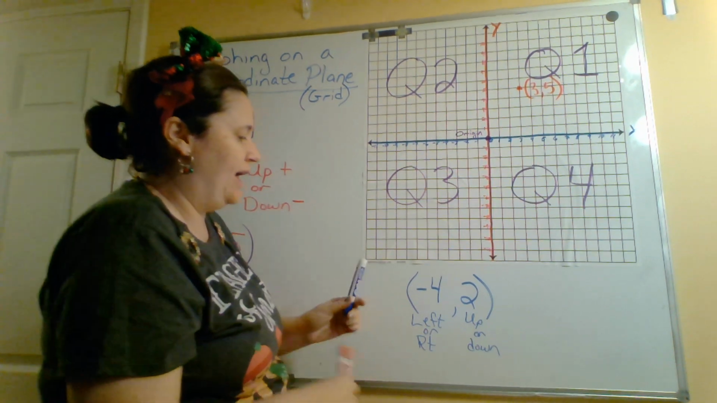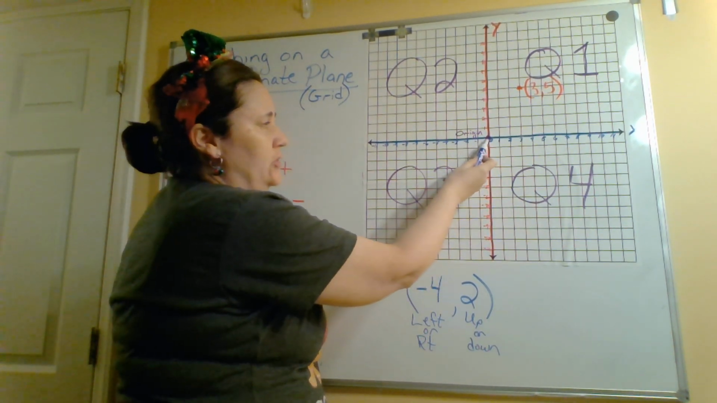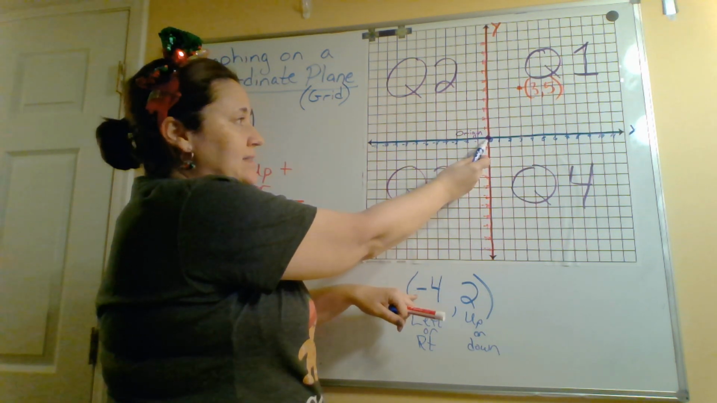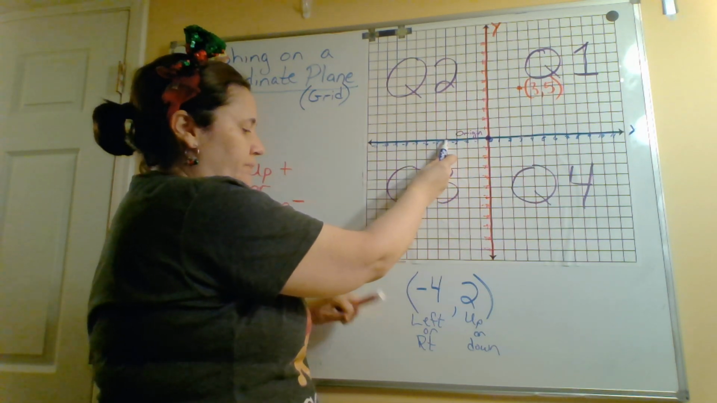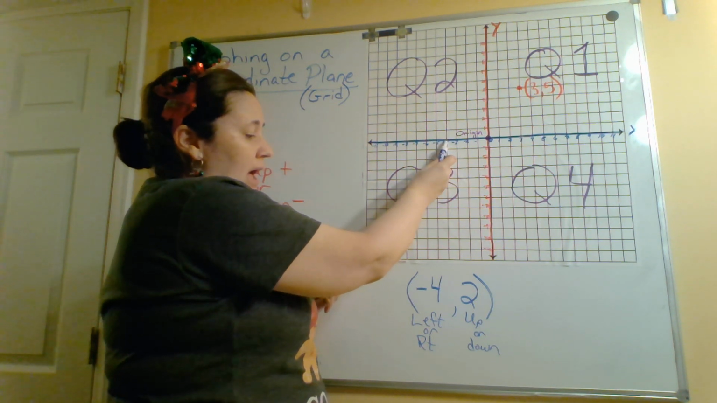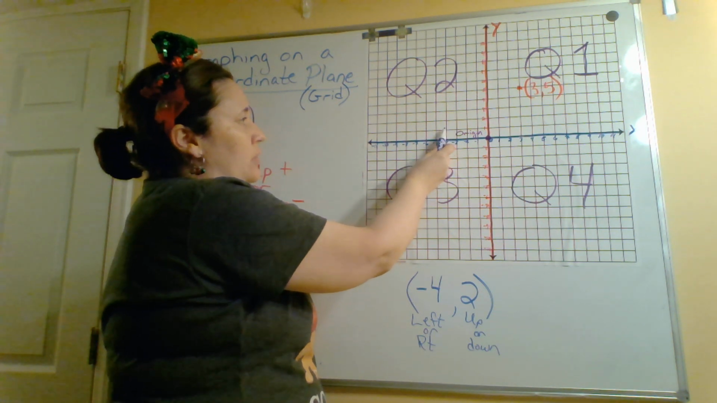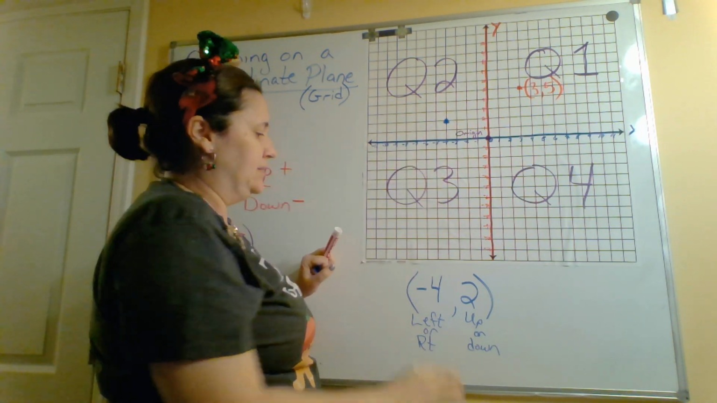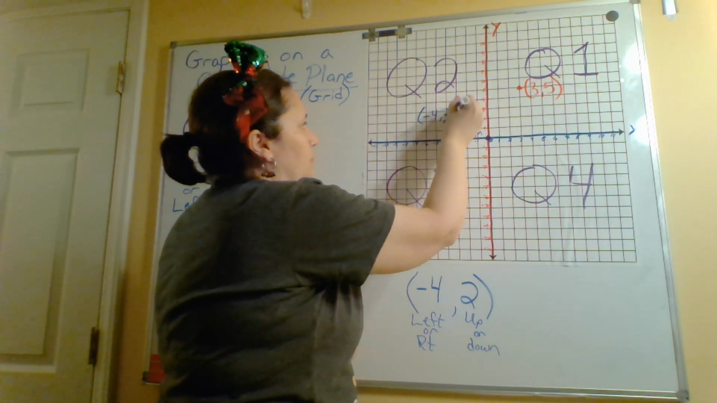Let's graph it. The first number is -4, so I'm going to start at the origin and count to the left 4. It's negative, so I have to go to the left. 1, 2, 3, 4. The second number tells me how far to go up or down. I have to go up 2 because it's a positive 2. 1, 2. Put a dot. That's your point. That is the point (-4, 2).